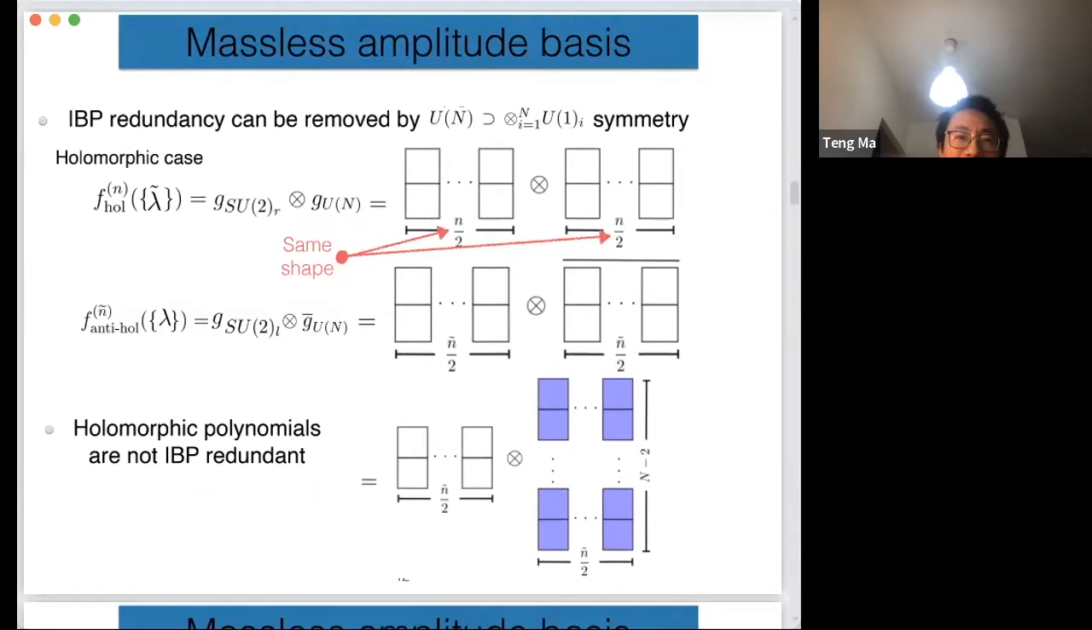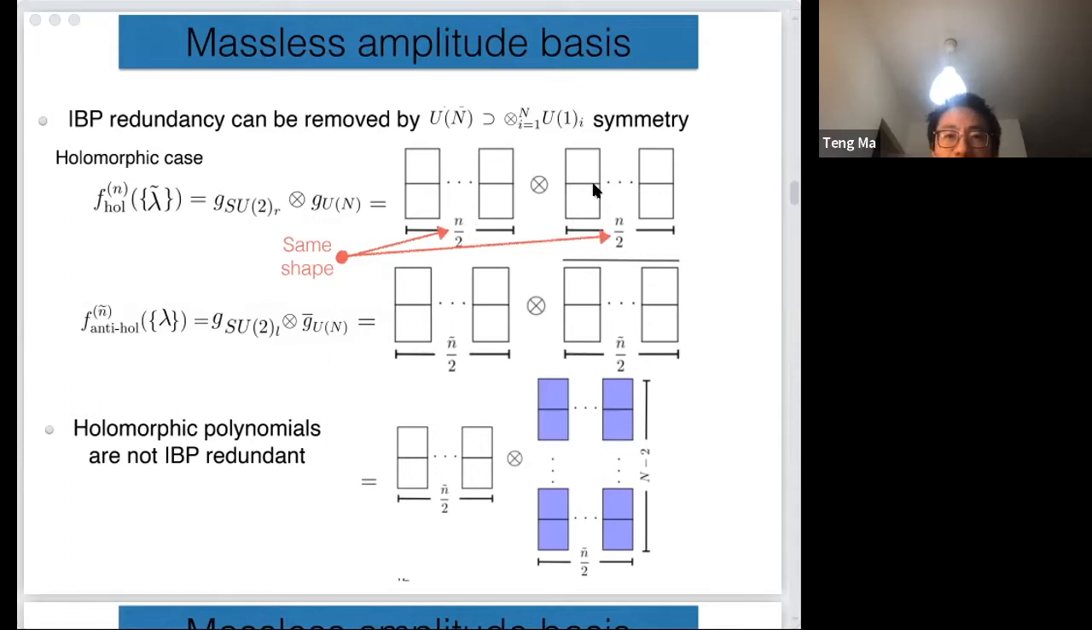Next, I will discuss how to remove the IBP redundancy. If a set of polynomials are holomorphic functions of right-handed spinors or left-handed spinors and furnish an irreducible representation like this and like this, these polynomials are independent. This is obvious, since there is no momentum factor in these polynomials, so a momentum conservation redundancy cannot appear.